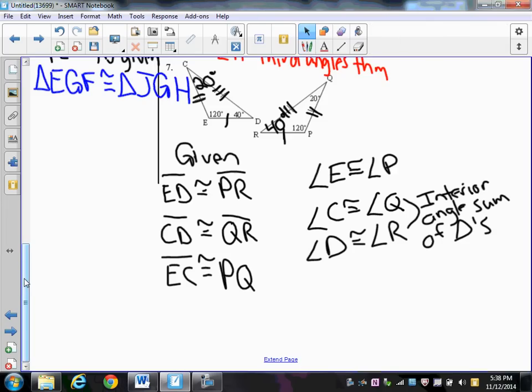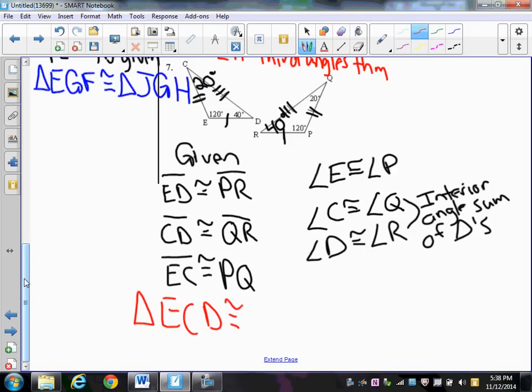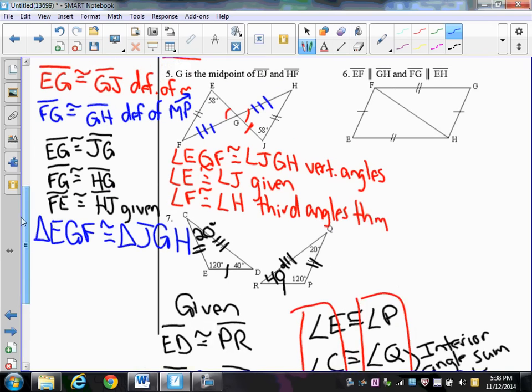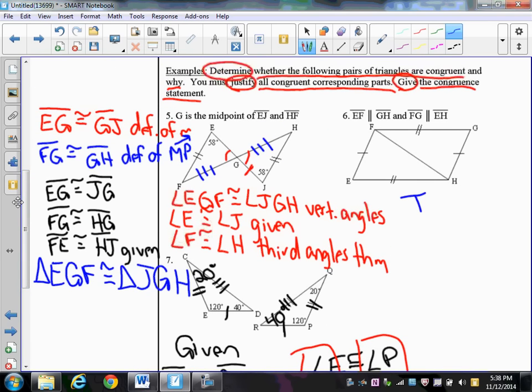So now I'm ready to write a congruent statement. I can write triangle ECD. This is probably the easiest one because I already have ECD. It's going to be congruent to triangle PQR. It becomes very easy whenever we list the angles like that, especially when there's one letter involved. If you can, try number 6.